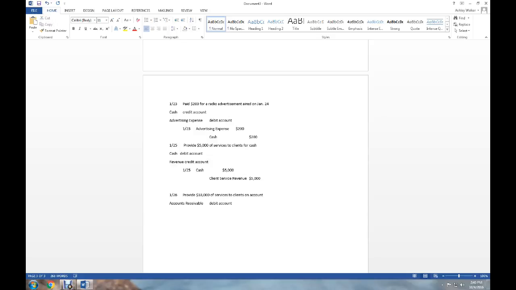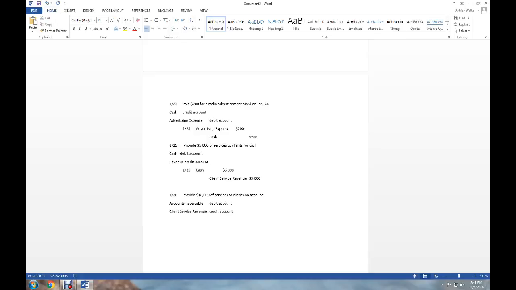So we still record those revenues. It doesn't matter that we didn't get cash for those revenues. We're still going to record them. So we're going to recognize client service revenue. If we were on a cash basis, we wouldn't recognize it yet. But that doesn't matter in an accrual system in accounting, which is what we work in.